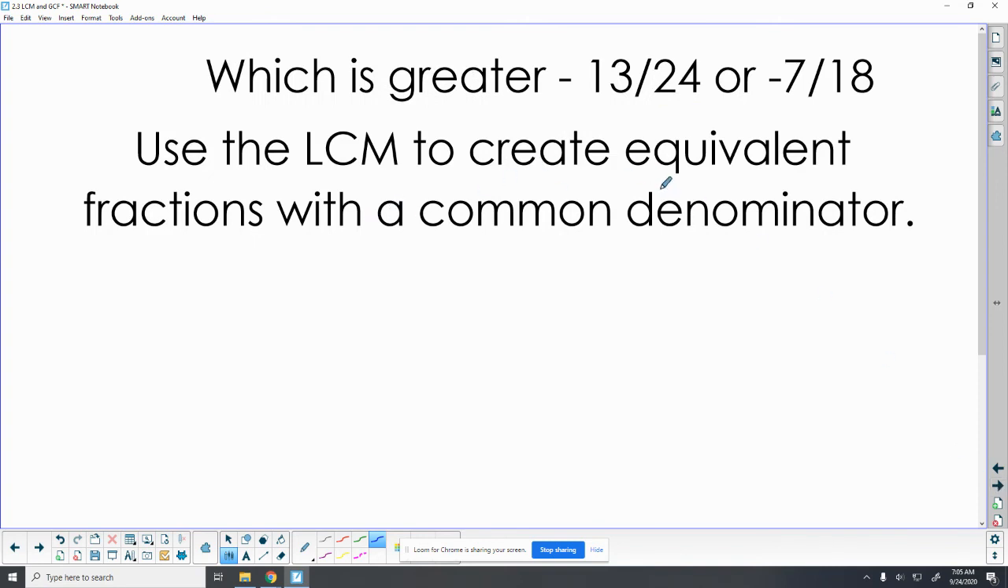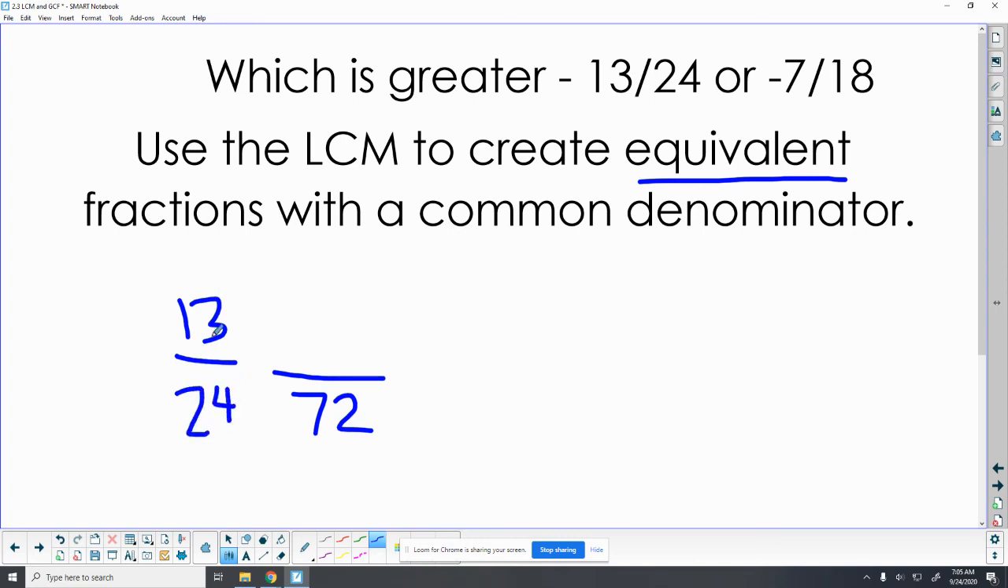So now we're going to create equivalent fractions using that number of 72. So I'm going to write out here, so make sure you're writing this down with me to practice. So 13/24, and I need to make it into a fraction with 72.